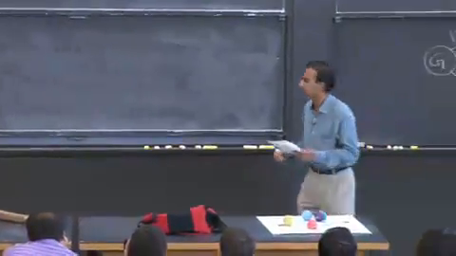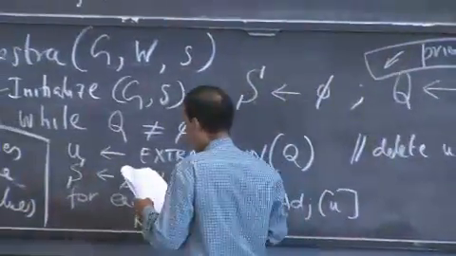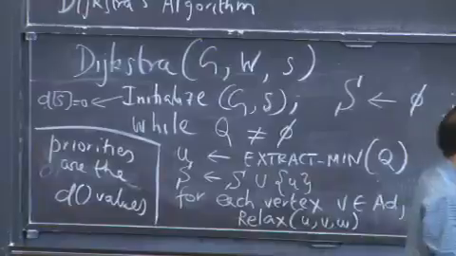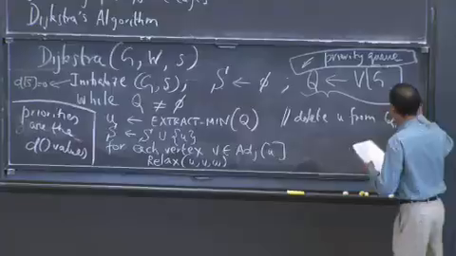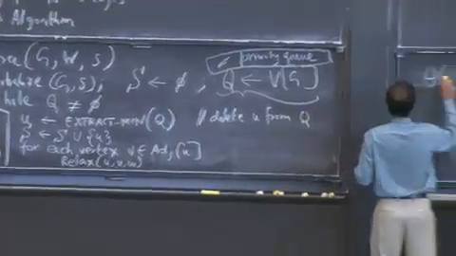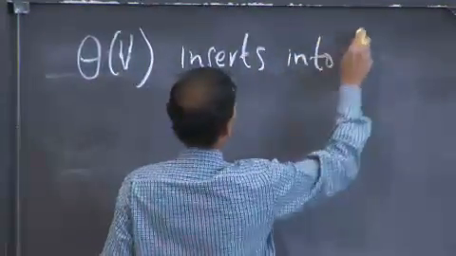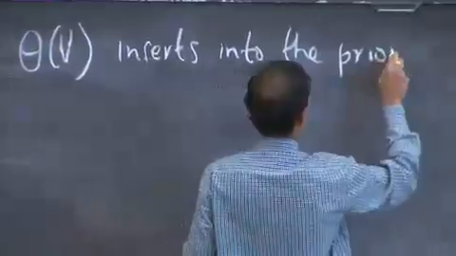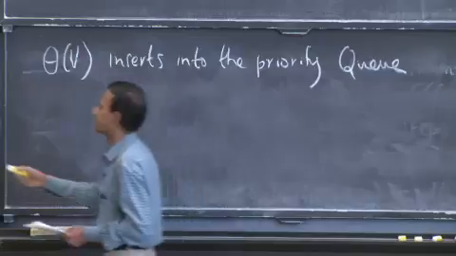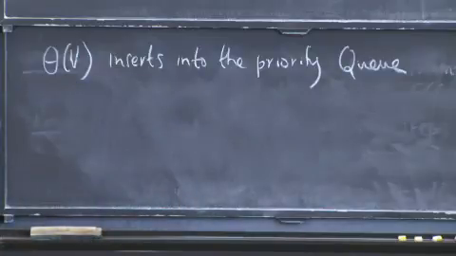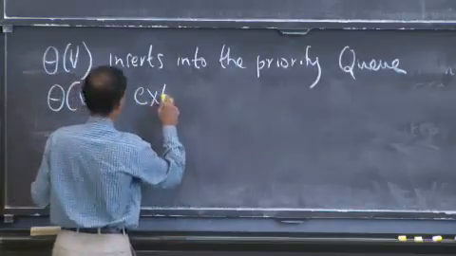Okay? So if you analyze Dijkstra and you look at the pseudocode first, and you say, what are the operations that I'm performing? I have an operation here corresponding to theta V inserts into the priority queue. And that's inserting things into the queue. I have theta V extract min operations.